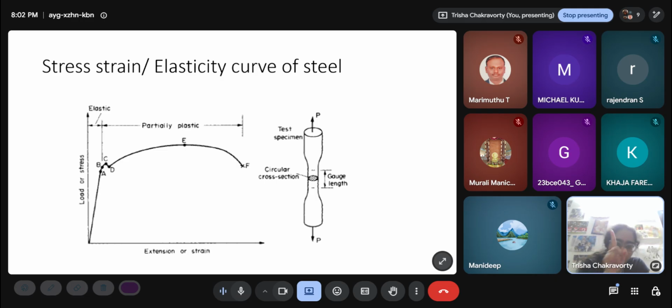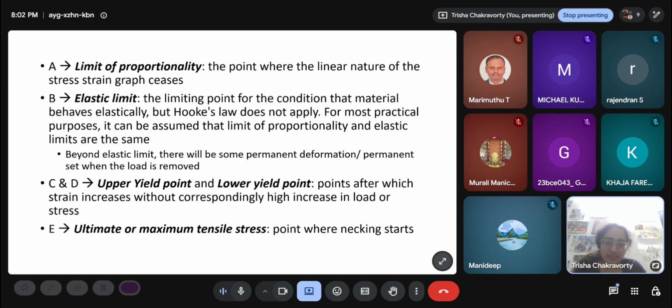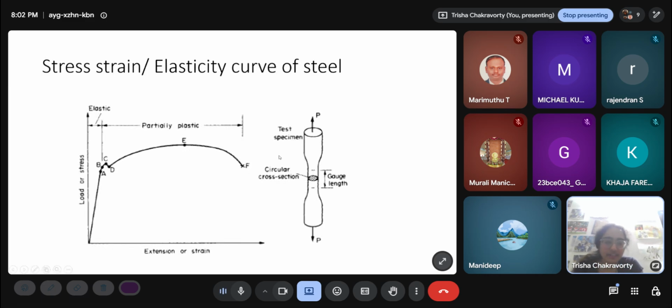Then E is the most critical point. E is the ultimate or maximum tensile stress point. That is where we consider failure to be. If the material has reached E, after that you see that even with an increase in stress, the strain is increasing. So the material has failed now. One critical point is the yield stress point, which is here, and the next critical point is the ultimate stress point, which is E, which is here.